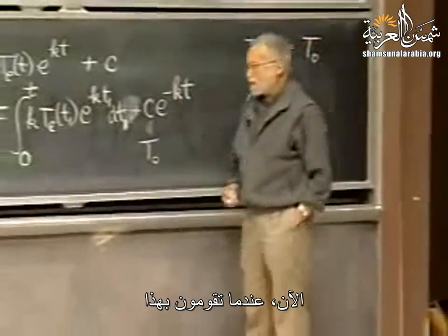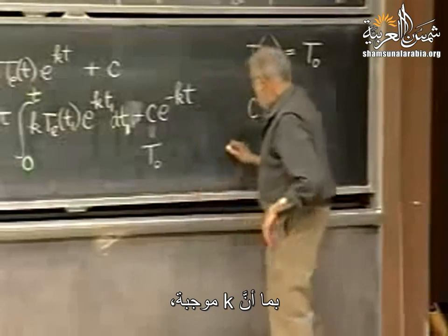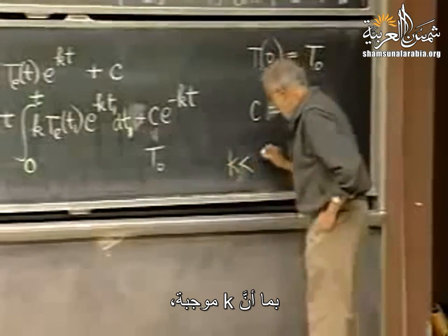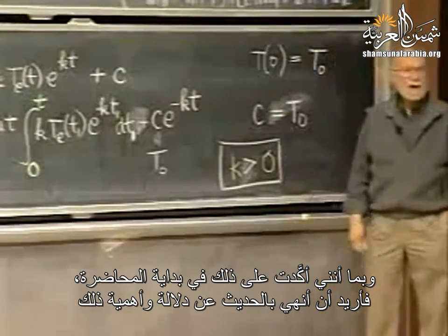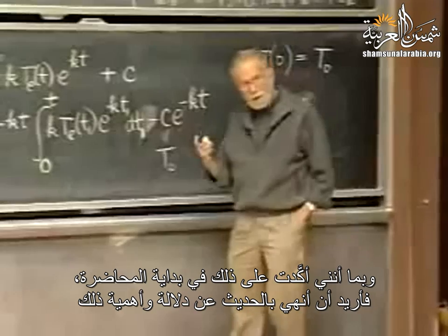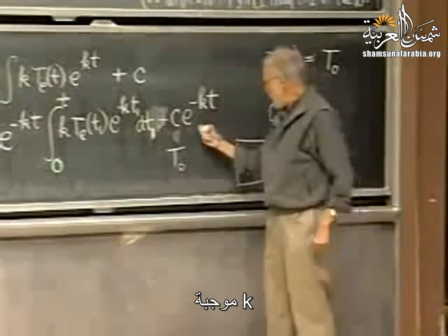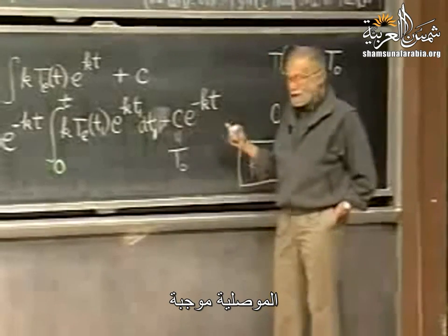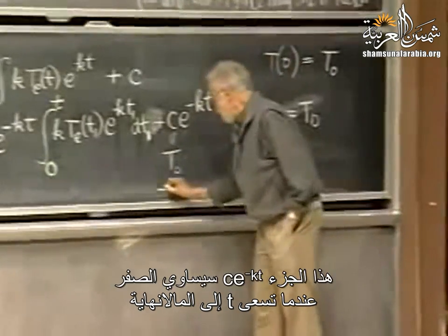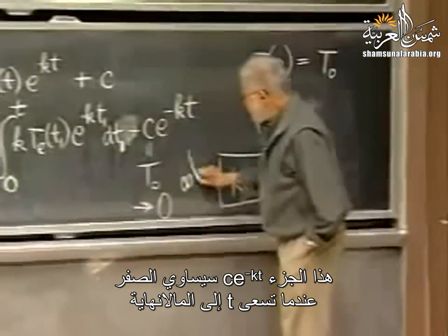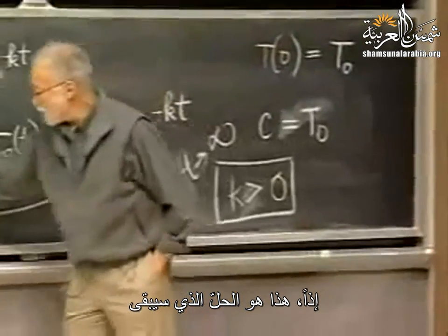Now, when you do this, the essential thing, and we're going to come back to this next week, is that K is positive. Since I emphasized that so much at the beginning of the period, I want to conclude by showing you what its significance is. This part disappears because K is positive, the conductivity is positive. This goes to 0 as t goes to infinity. So this is the solution that remains.